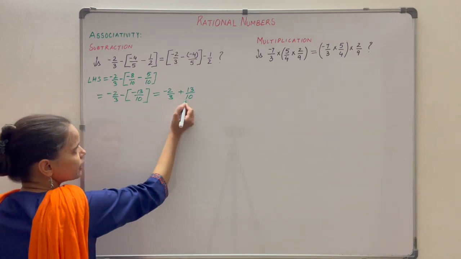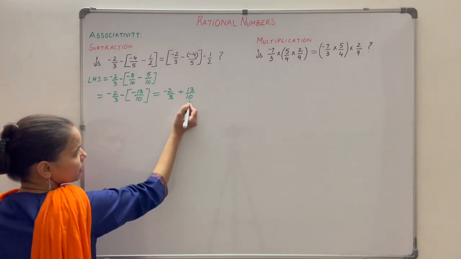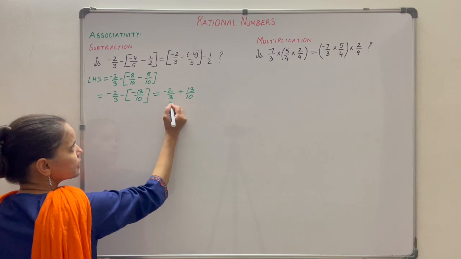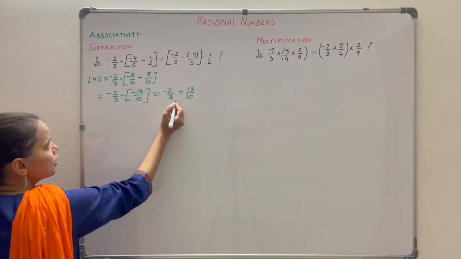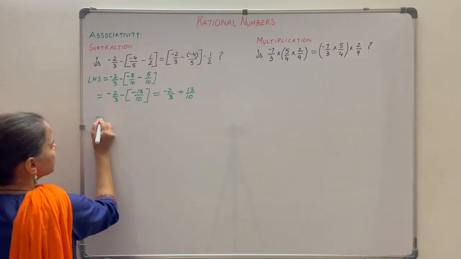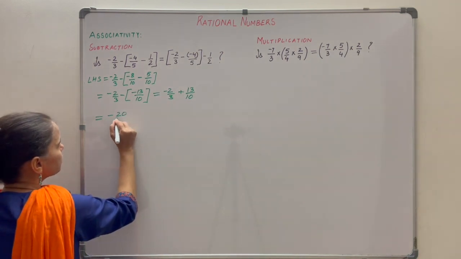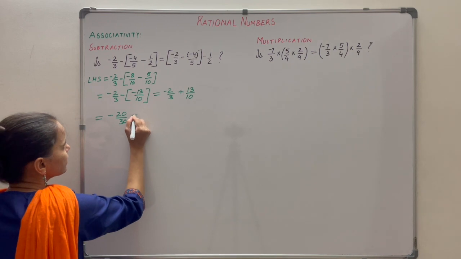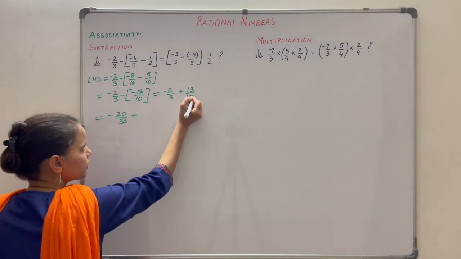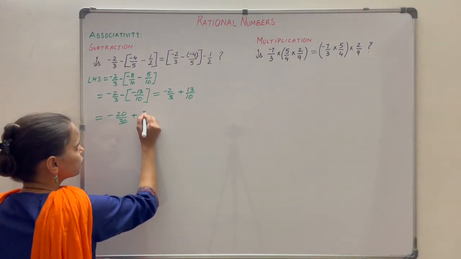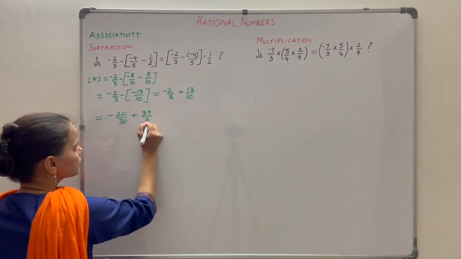Again the denominators are different. So you have to make the denominator same by taking the LCM. The LCM for 3 and 10 is 30. So here you have to multiply both numerator and denominator by 10. So what do you get? Minus 20 upon 30. And here you have to multiply both numerator and denominator by 3. So 13 into 3 is 39 upon 30.